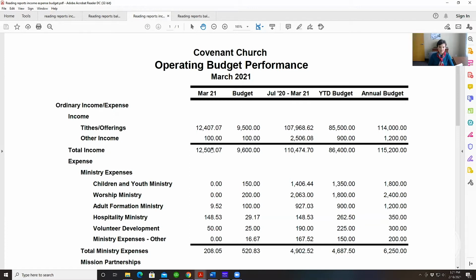During March, Covenant Church had $12,407 of offerings and a little bit of other income. So a total income of $12,507.